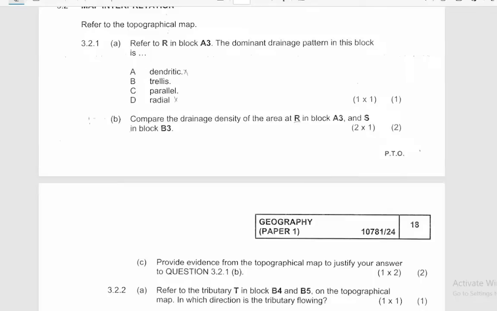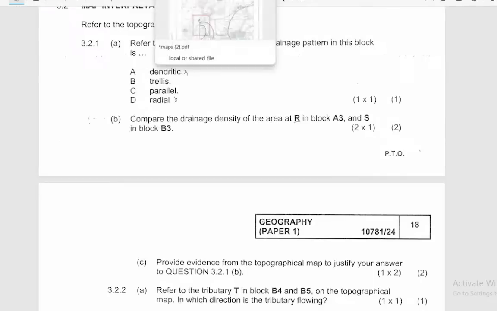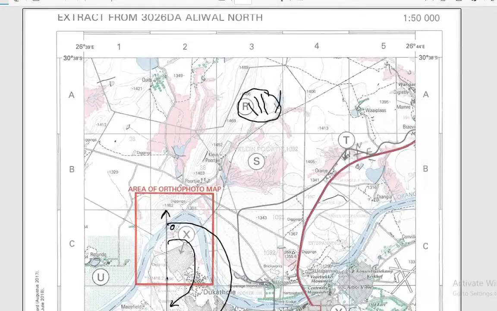Compare the drainage density in area R in A3 and S in block B3. We go to our map. R in A3 and S in B3. R is here, we've talked about that, and S is here. Drainage density, we've talked about it. We are looking at the total number of streams or the length of the streams in a given area. This is R, there is less density. There are few streams, we only have a few number of streams, but here there are so many. So S has got higher density and R has got less density. S is a higher dense drained area, and R is a less dense drained area, according to what we are seeing from the map here.